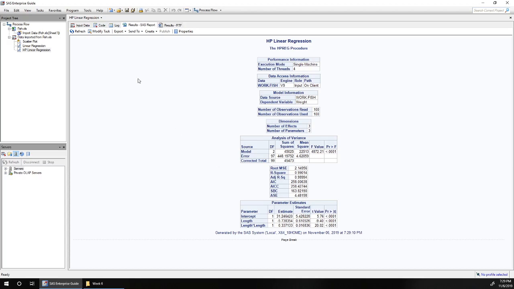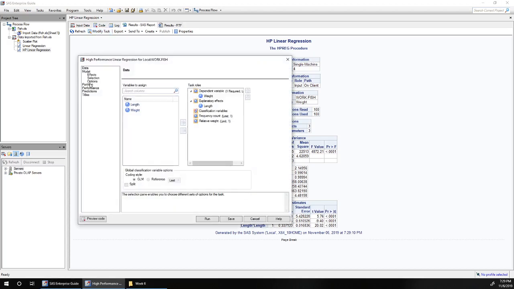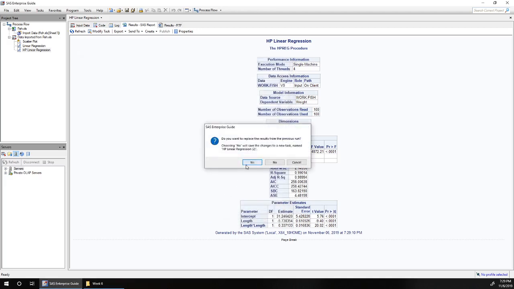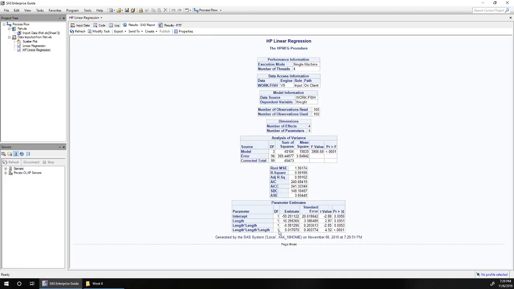Okay, if length squared is useful, maybe length cubed is useful. So let's try adding that in. Go modify our task, back to the effects tab, and add in a polynomial of length of degree 3 now. So length, length squared, length cubed. Hit run. Let's see if length cubed is significant.